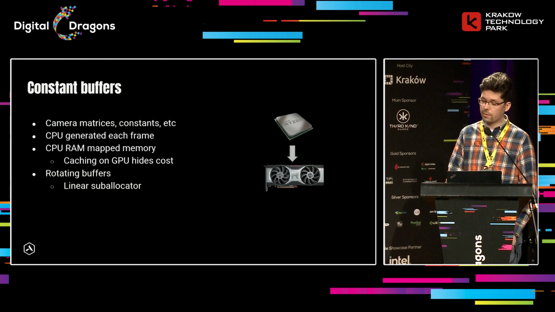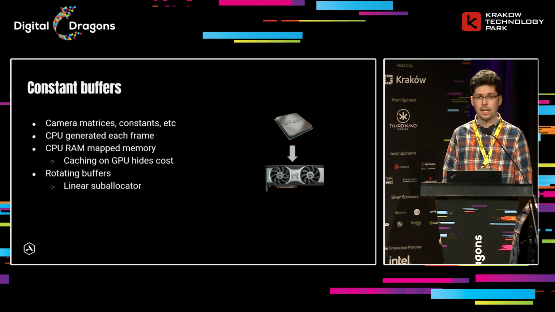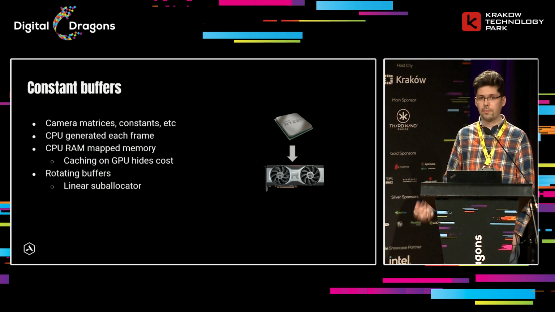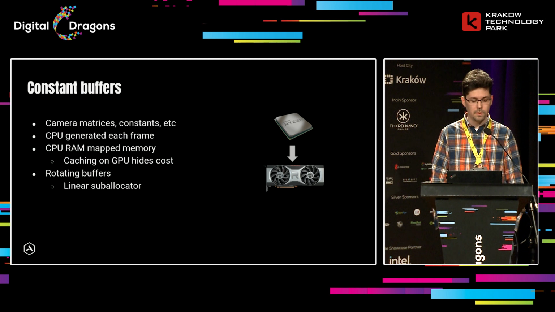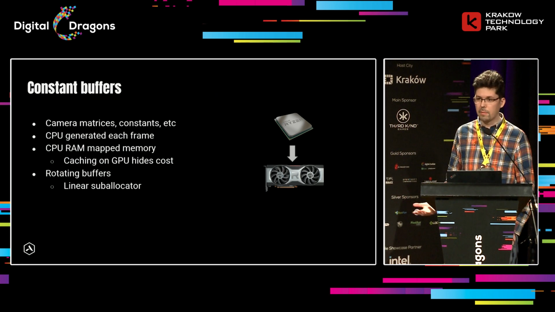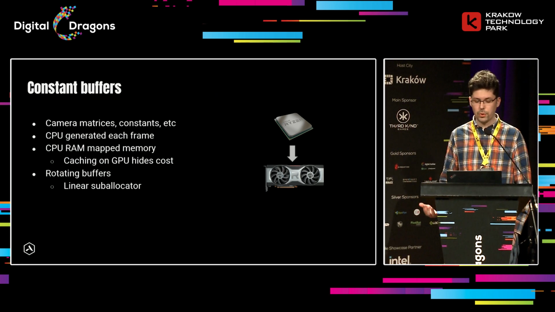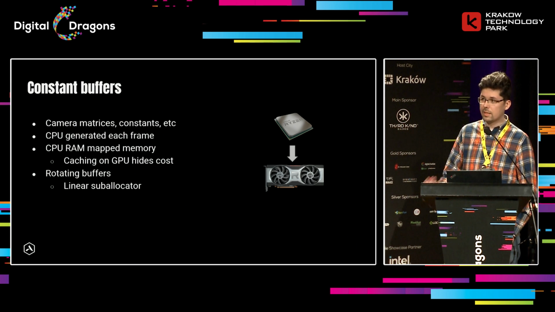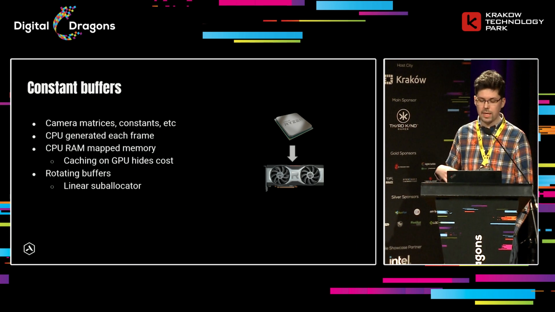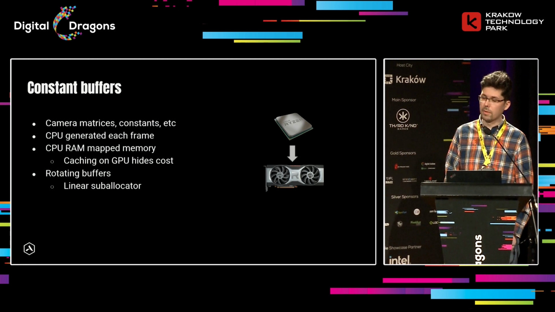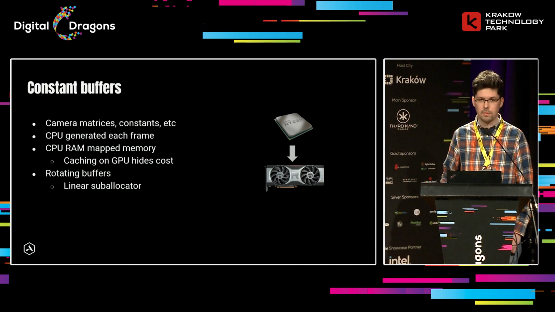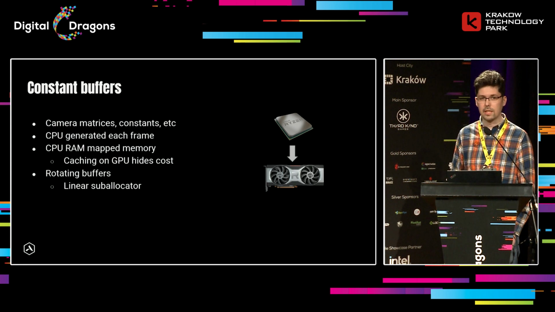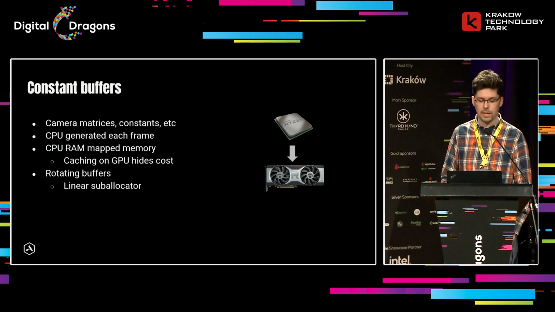Another thing we have is, of course, constant buffers, which are buffers that contain per frame data generated on the CPU. This includes stuff like camera transform matrices and constants for the frame. They're generated on the CPU every frame, and we store them in CPU RAM for that reason. There is no real reason to copy them over to VRAM every frame, and since the buffers are really small, we can count on the GPU caching these reads, and therefore not having too much of a problem with bandwidth there.